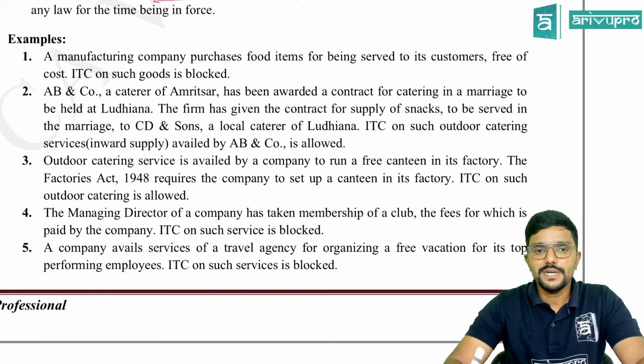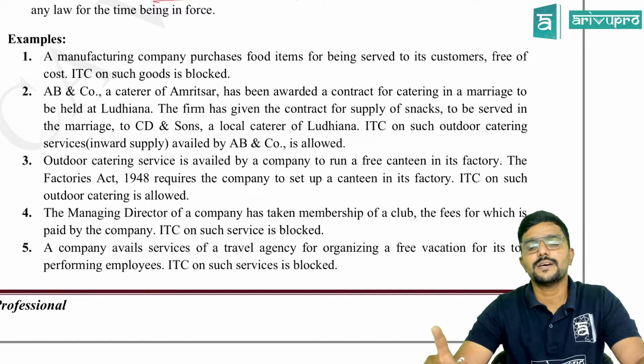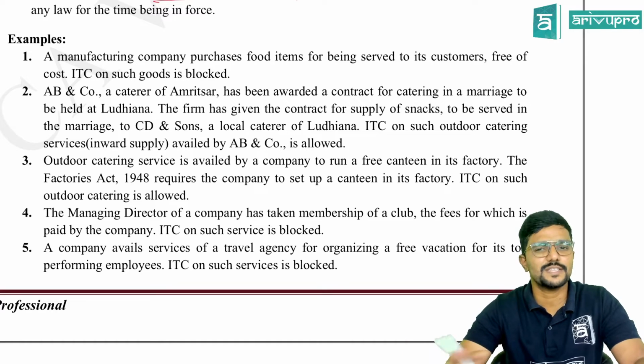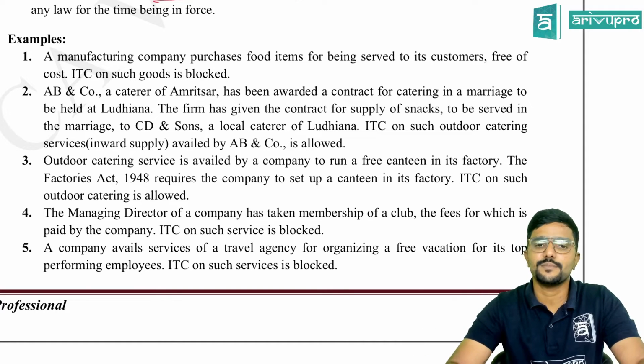A manufacturing company purchases food items for being served to its customers free of cost. ITC on such goods is blocked. Okay, because it is being served to its customers, so there is no further supply. So credit is blocked. It has been given free of cost. Agree, na? So that is why.